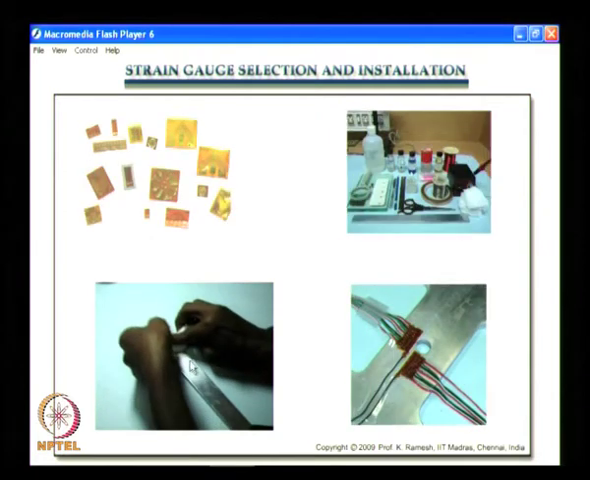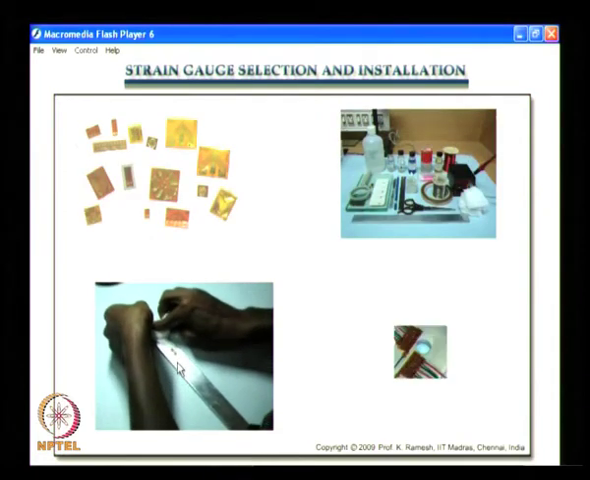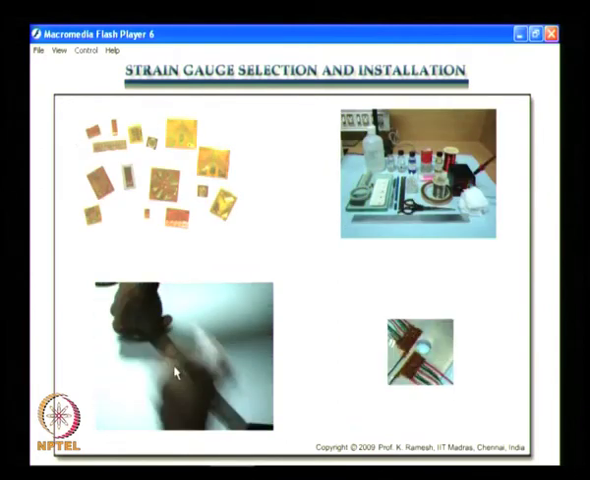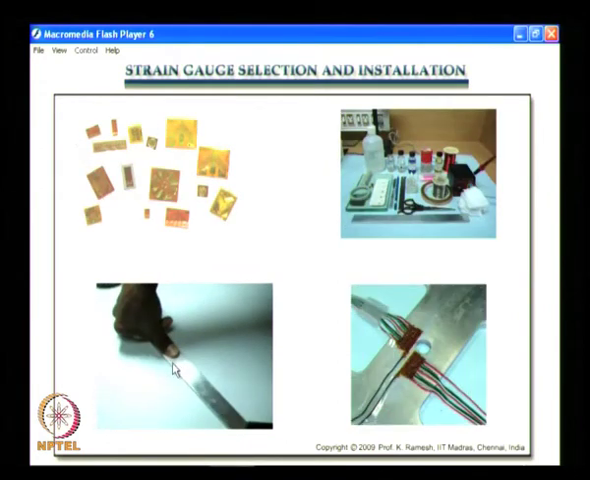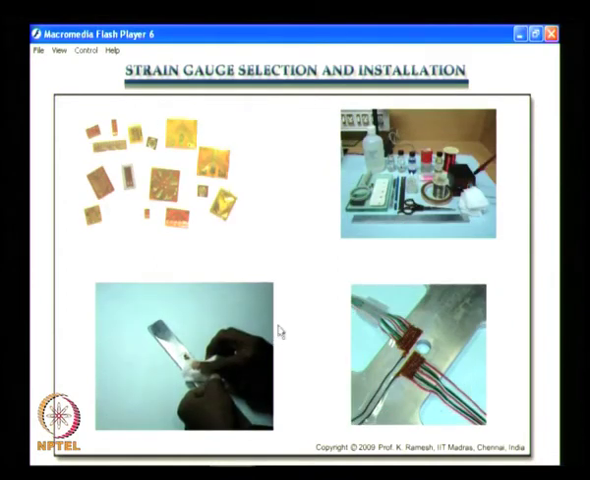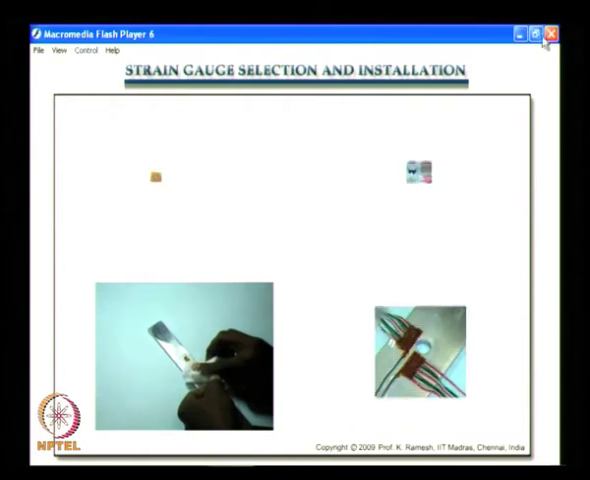So, you have to move and then put your thumb pressure, and thumb pressure itself is sufficient to effect polymerization in the cyanoacrylate cement, and you are in a position to get an installation which is done reasonably fast.